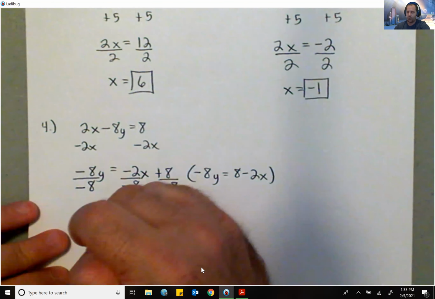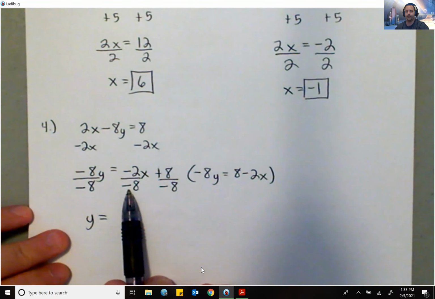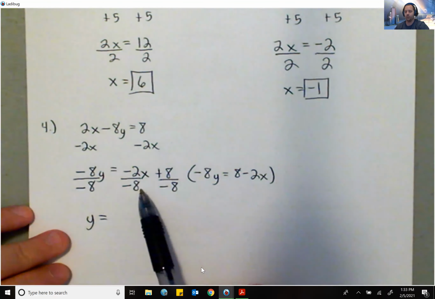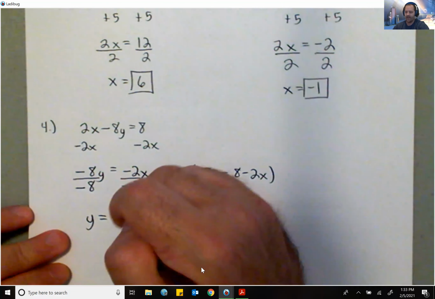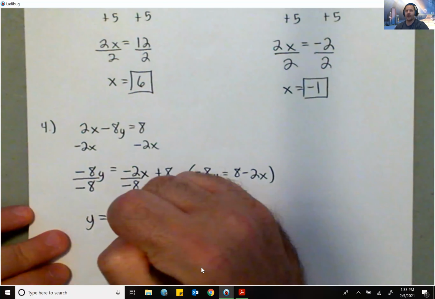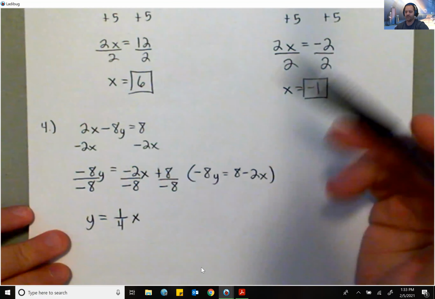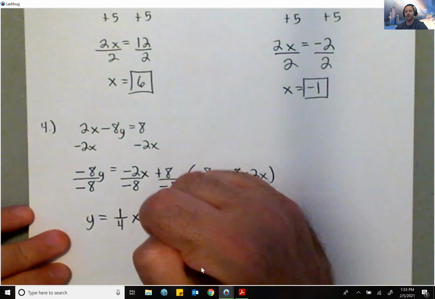So now we have y equals, what's a negative divided by a negative? Positive. So this is a positive. Now you got to reduce the fraction. What's 2 over 8 reduced to? 1/4. Perfect. So that is 1/4 x. What's 8 divided by negative 8? -1. There you go.